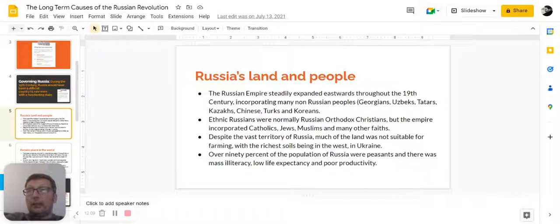Not much of the land was particularly suited for farming. There are parts of the west, parts of the empire, Ukraine and that region, and parts of Russia in the west, that were referred to as Russia's Black Earth provinces.